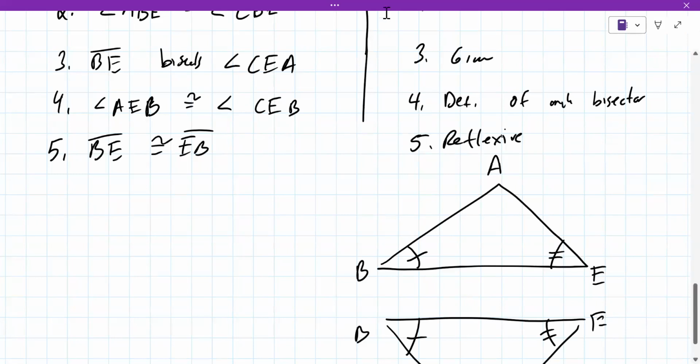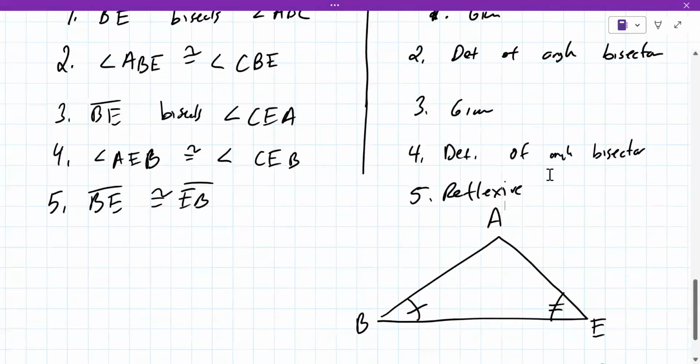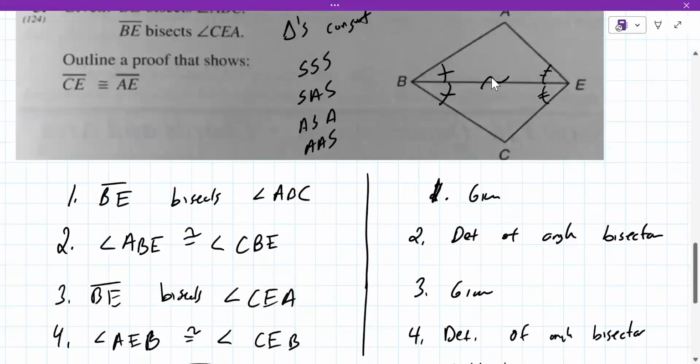It looks the same. All right, so that's good because now we have an angle, a side, and an angle. So the triangles are congruent by ASA. For right triangles, you can use the hypotenuse leg, but this is not a right triangle.